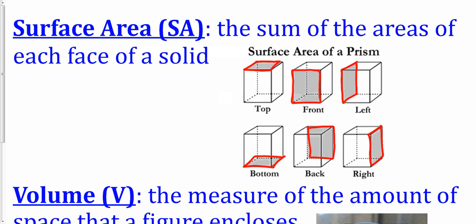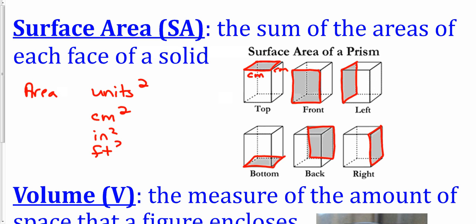Now we do need to talk about units here. Units are very important. When we're talking about area, we will have units squared. For example, if this was in centimeters and this was in centimeters, then that area would be in centimeters squared. We could have inches squared, feet squared, meters squared, but it's always going to be something squared.